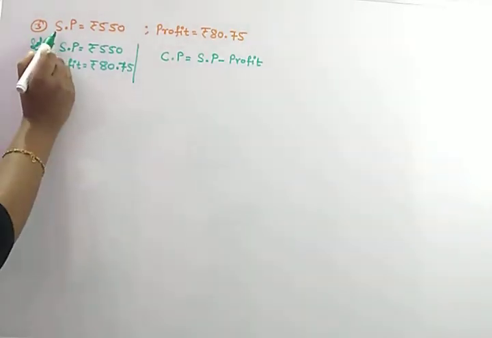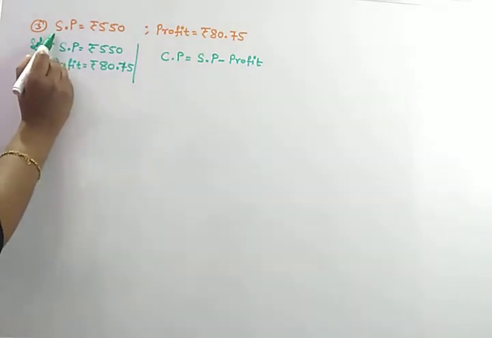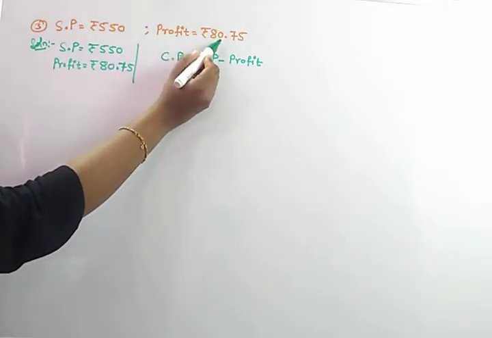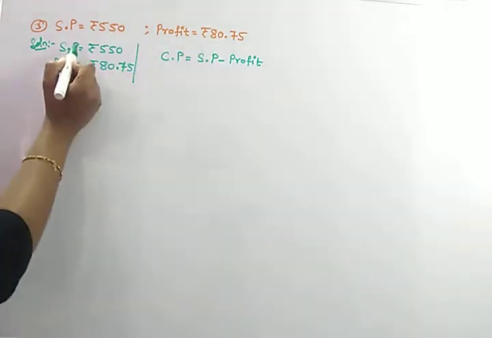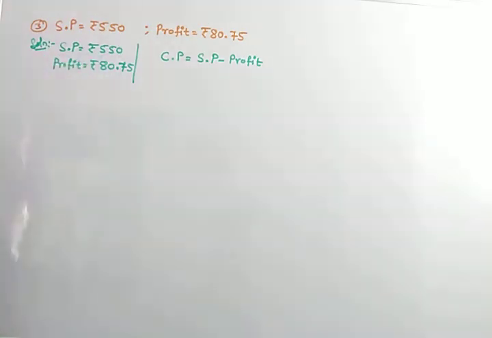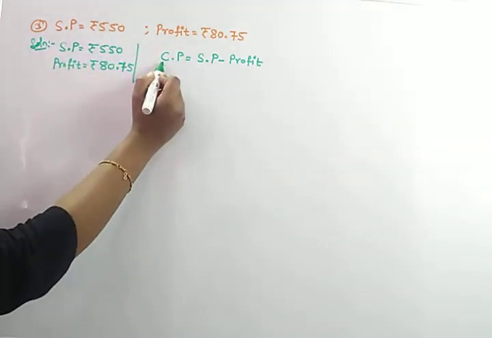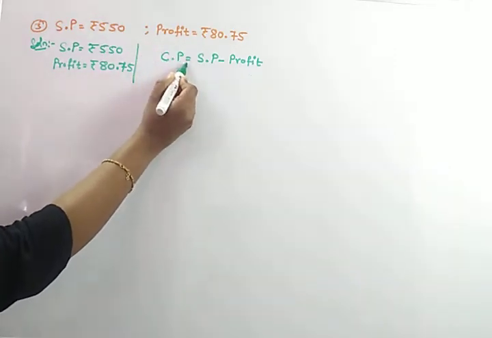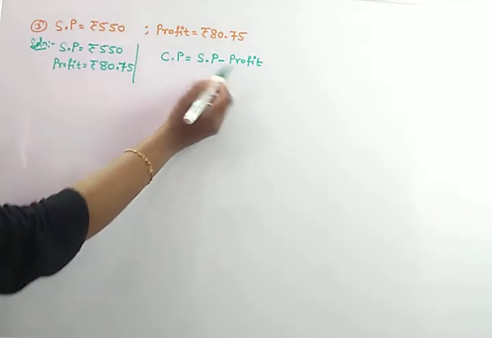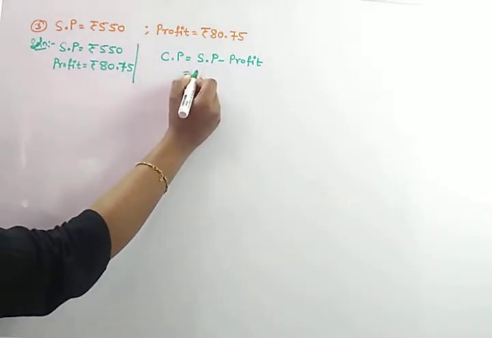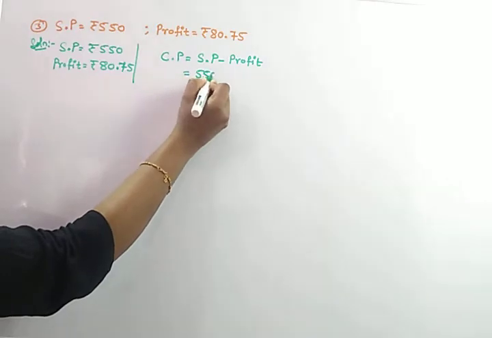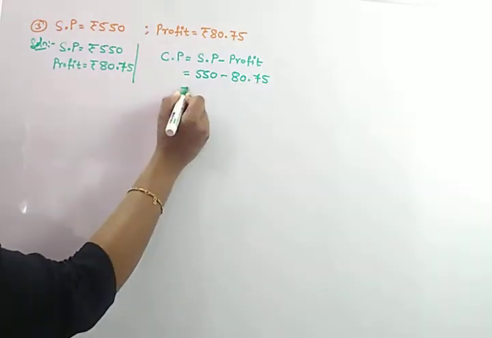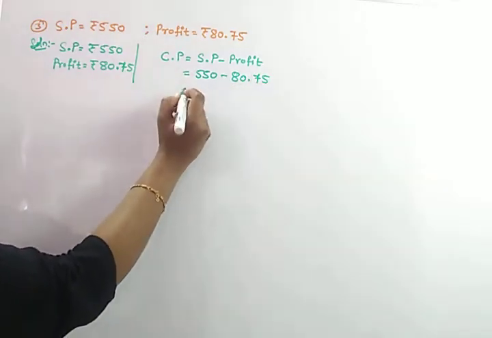Similarly, the third example: find the CP, the cost price. The selling price is 550 rupees and the profit is 80 rupees and 75 paise. First list out the given data, write it here like this. Then which formula do we have to use? Again similarly, in case of profit, the cost price is equal to selling price minus profit. So the selling price is 550 rupees and the profit is 80 rupees 75 paise. This is a money subtraction.